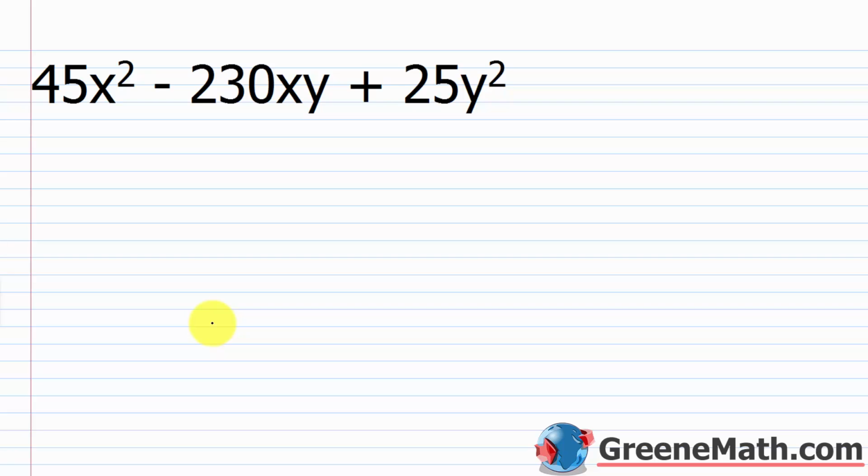All right, let's take a look at one with 2 variables involved. And if you've watched the last 2 review sessions, you know this is no more difficult. So the first thing we should notice here, for 45x squared minus 230xy plus 25y squared, is we have a common factor of 5, right? This ends in a 5, this ends in a 0, and this ends in a 5. So if I pull out a 5, I would have 9x squared minus 46xy plus 5y squared.